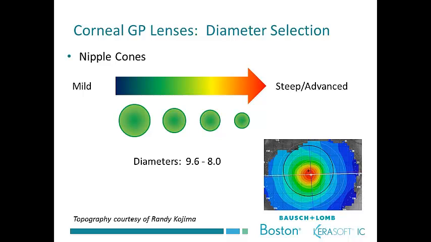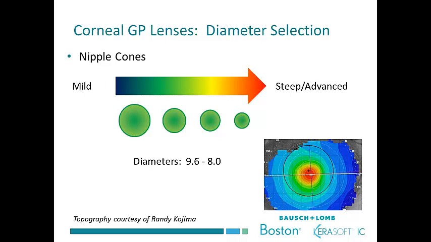So here we have an example of a nipple cone. For mild nipple cones, you basically want to start with more of a larger lens, so 9.6. But as the cone severity becomes more advanced, you're going to decrease your optic zone and decrease your overall diameter as the severity increases. The reason you're doing that is because these nipple cones tend to be quite focal. So your ultimate goal is alignment on the cornea, and this is creating a pretty big obstacle to align.